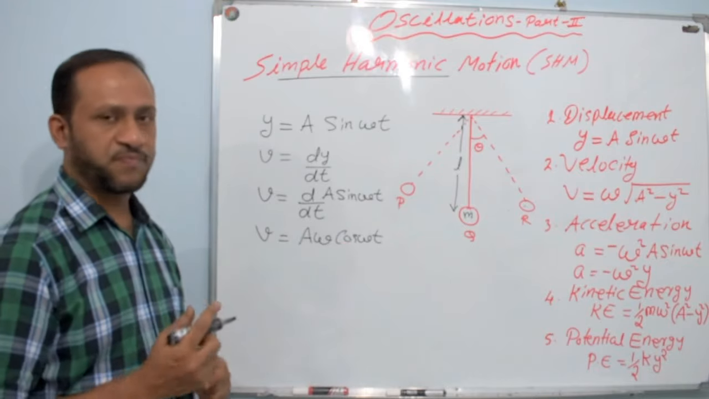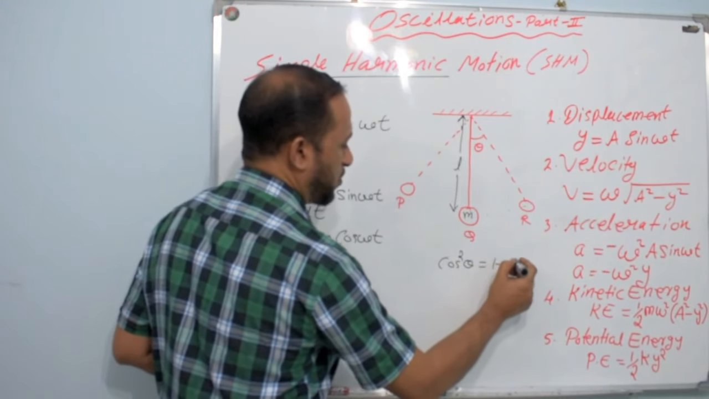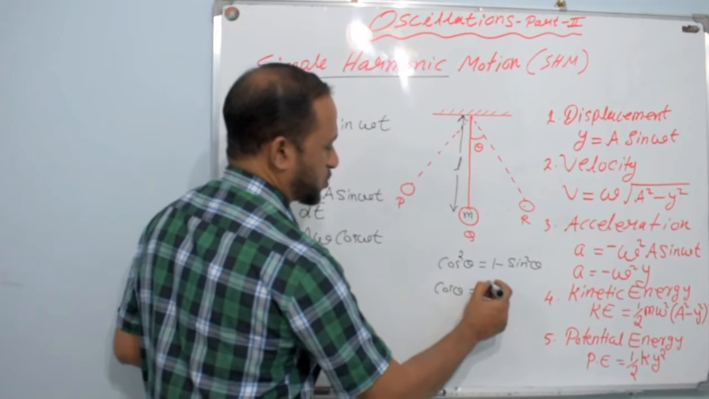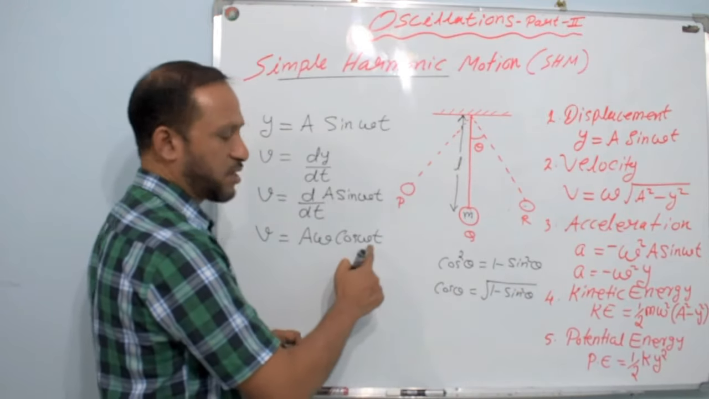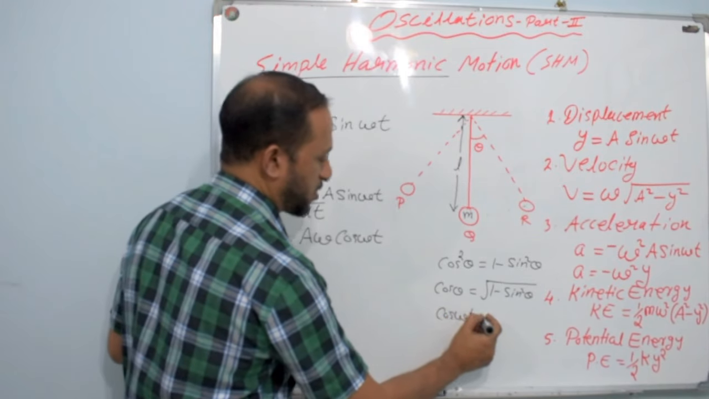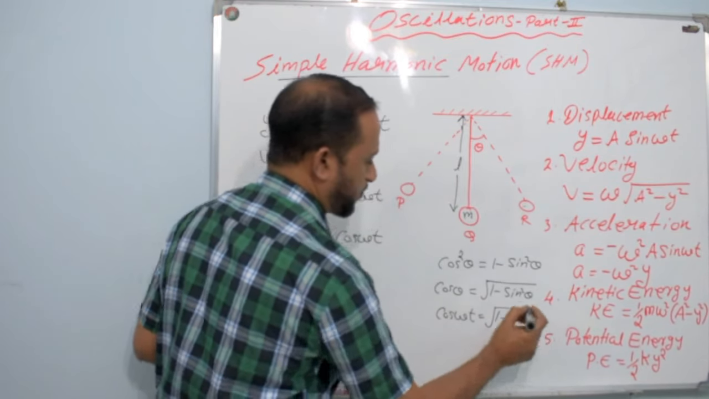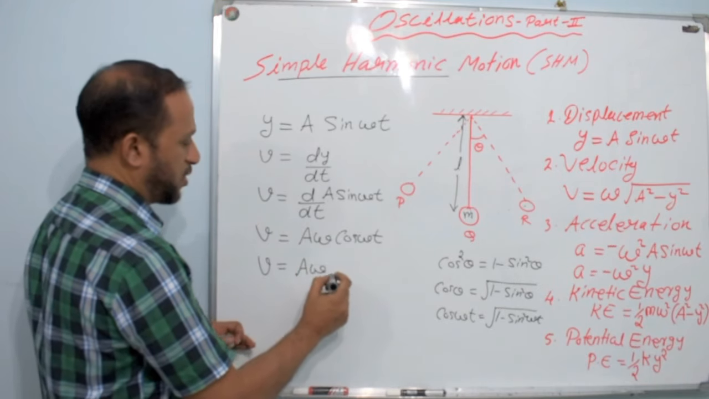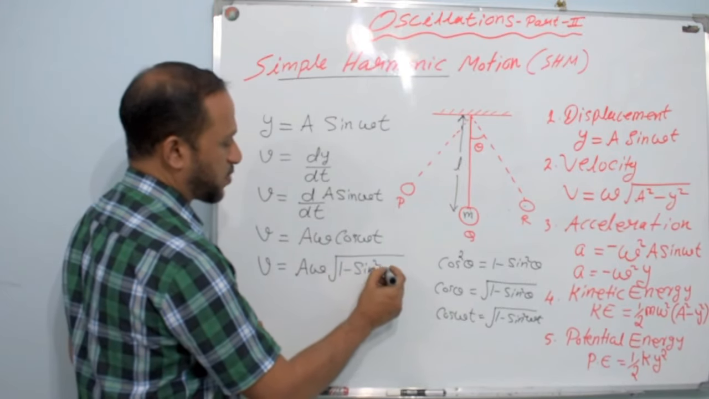Now we can slightly modify this equation. We know that cos square theta is equal to 1 minus sine square theta. So cos theta will be equal to square root of 1 minus sine square theta. Here, instead of theta, we have taken omega t. So we can write cos omega t is equal to under root 1 minus sine square omega t. If you substitute that value here, we get the equation of velocity v is equal to a omega into square root of 1 minus sine square omega t.